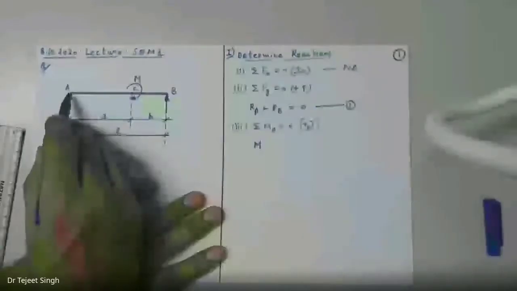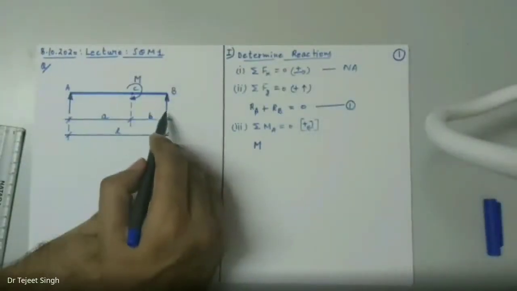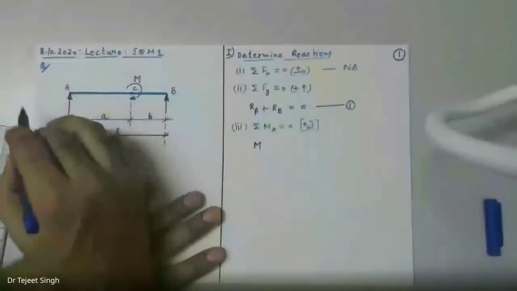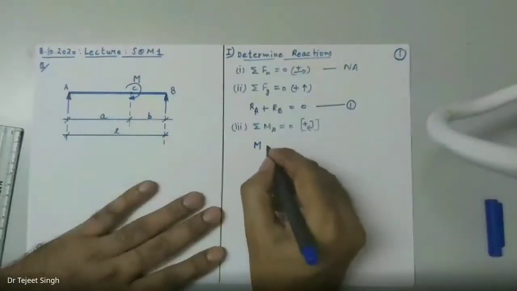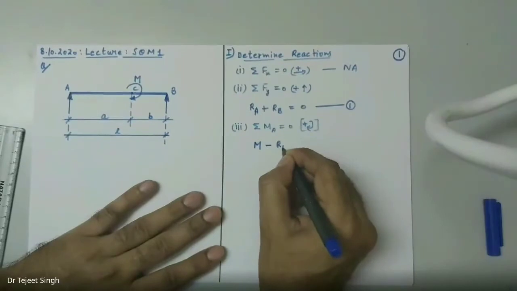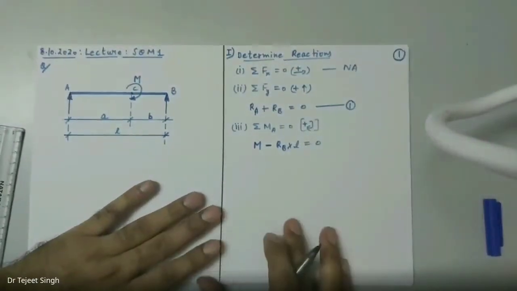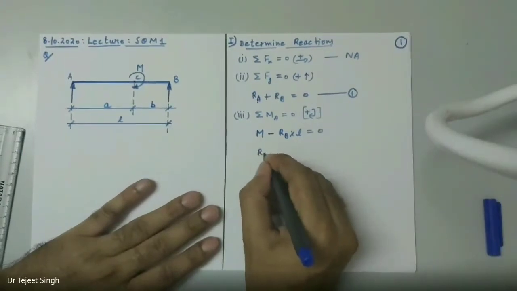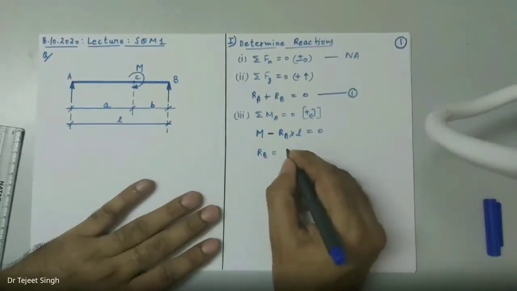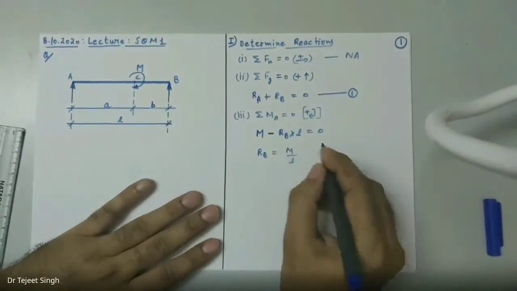I'm taking moment about this point. So this RB will create an anti-clockwise rotation of the beam, so it will be negative. Then RB into L equal to 0. Now from here I write the value of RB will be equal to M upon L.